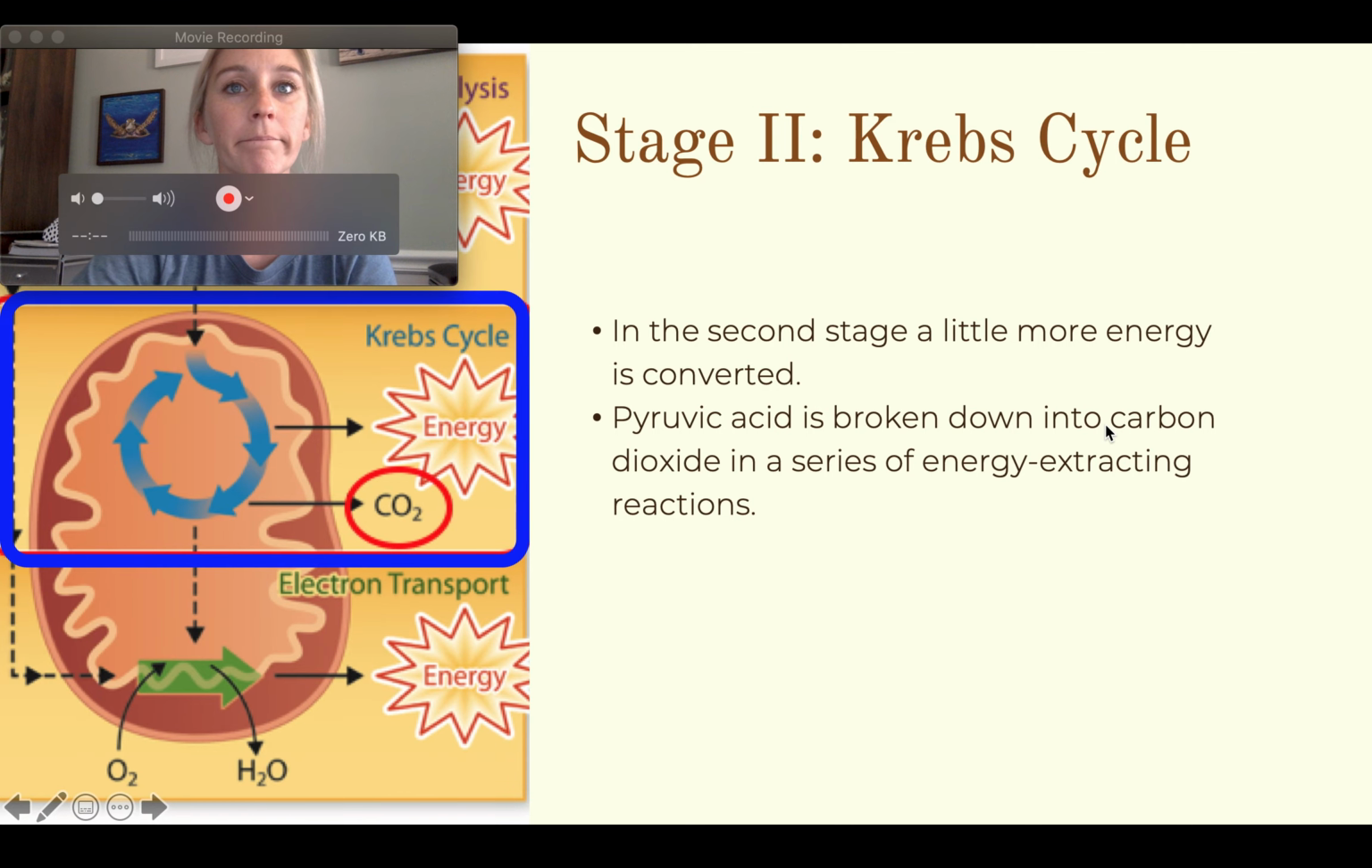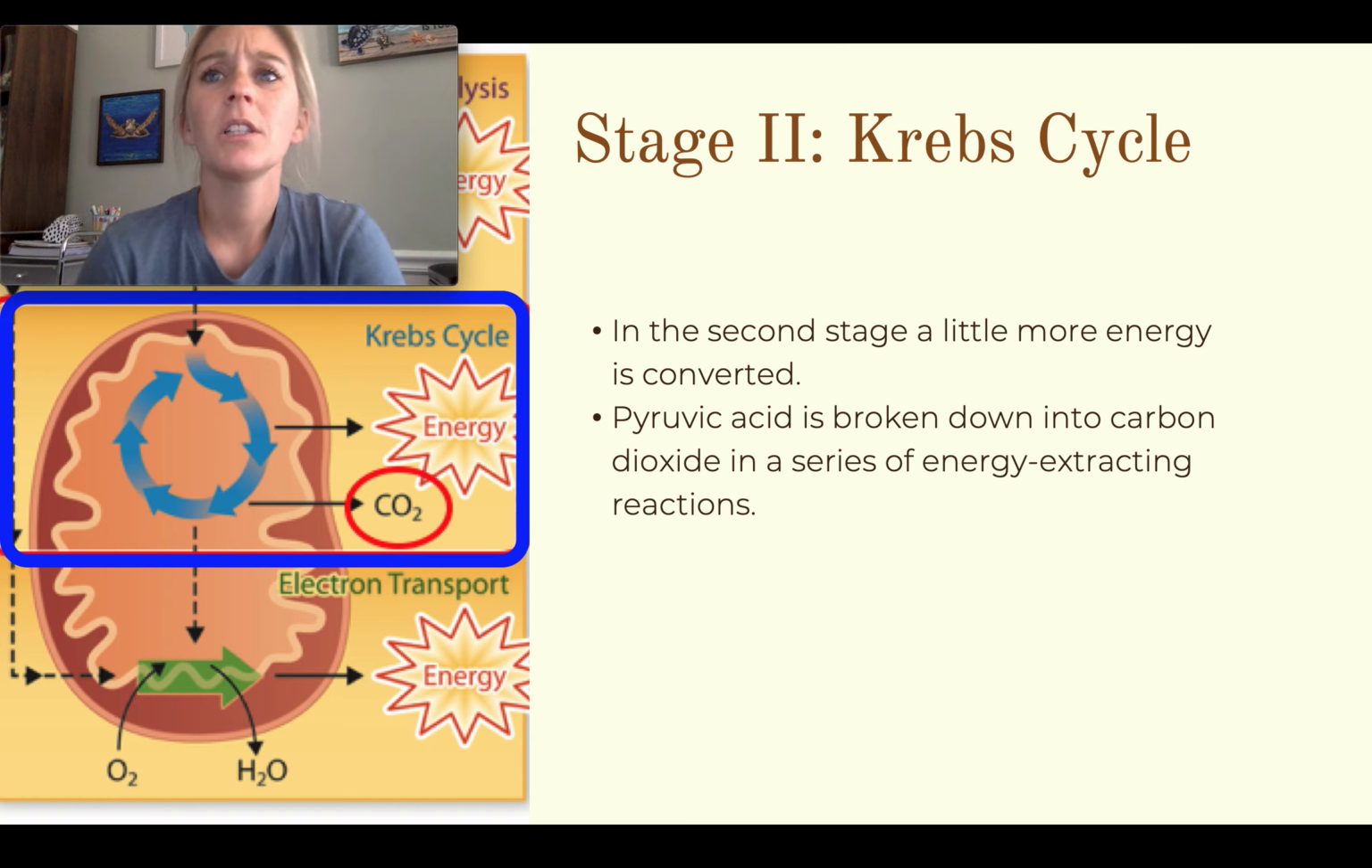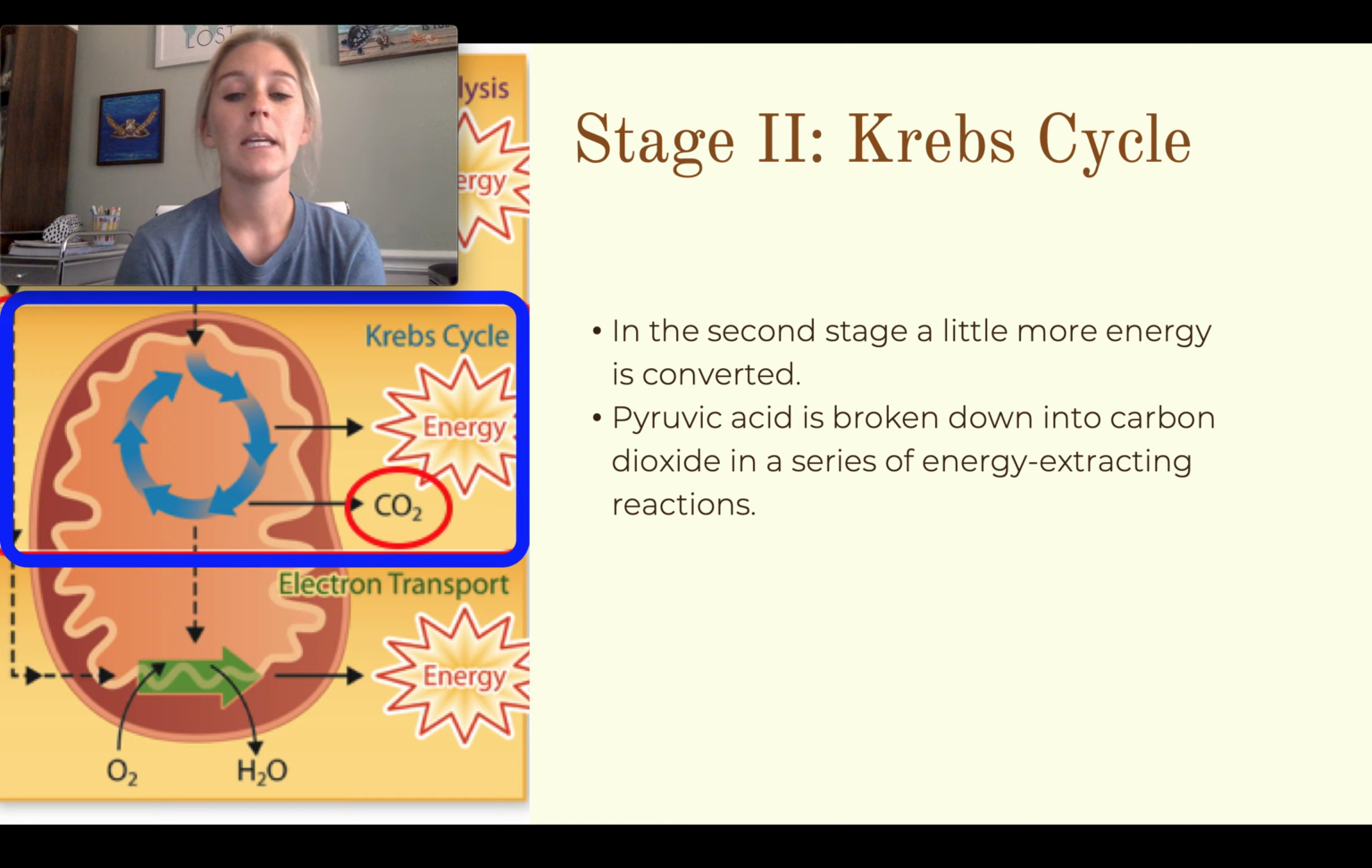Here we go. The Krebs cycle is the second part of cellular respiration. It can also be called the citric acid cycle. This happens in the matrix of the mitochondria, and this process is aerobic, which means it requires oxygen. A little bit more energy is converted during this stage.